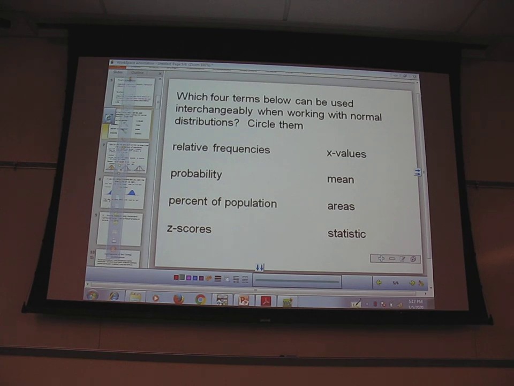What's one of them? Percent of the population. Okay, find the other. There's two more I just said, plus another one, that they all represent the same thing. Area. Area, great. Probability. Good. And then what else is the same as probability or percent of the population?